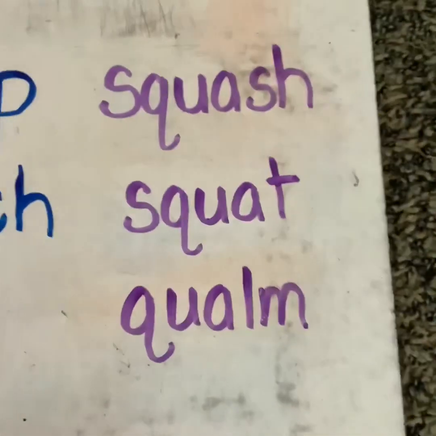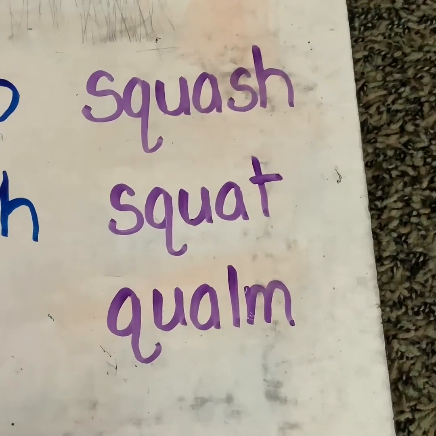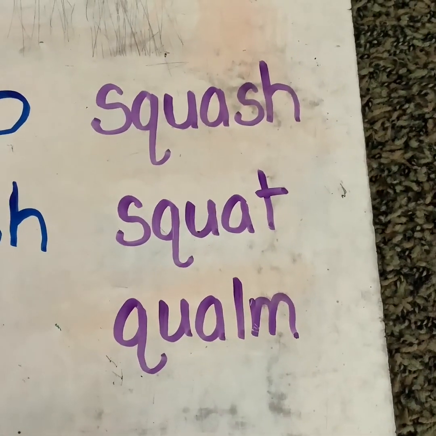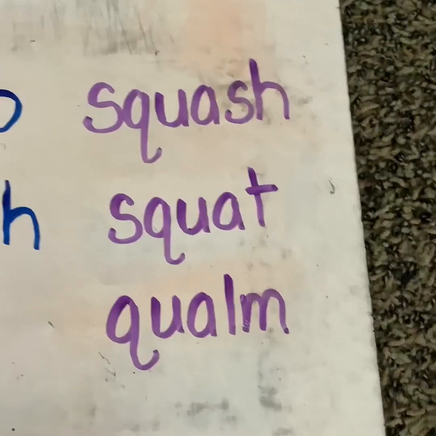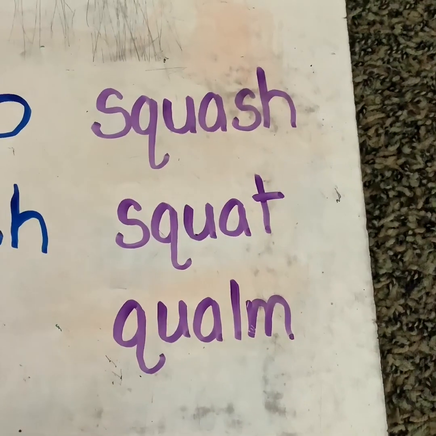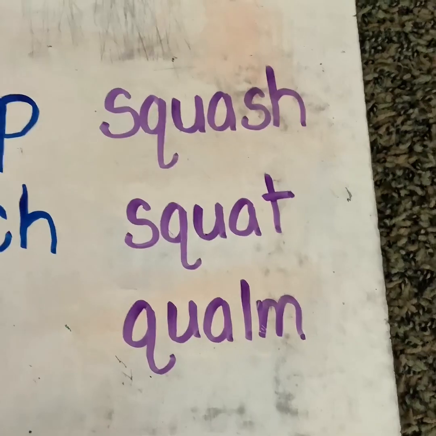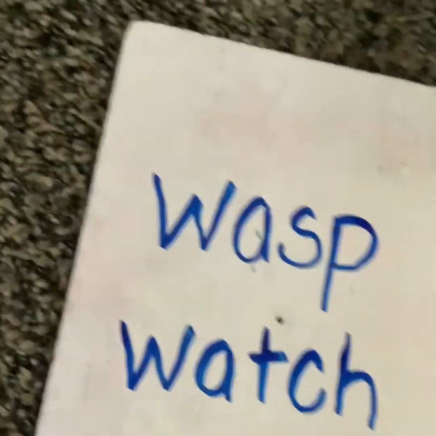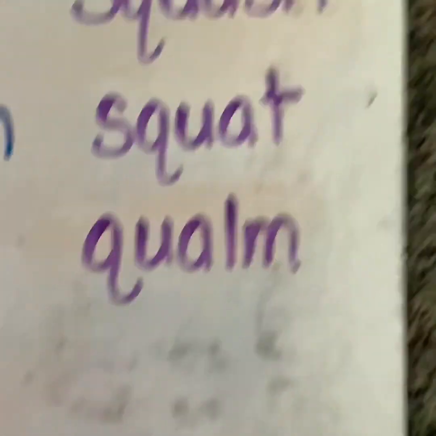Okay, what about these over here? What do they all have in common? That's right, they all have a Q. So after a Q, when you hear the ah sound, it's a U and an A. U and A. Is this crazy? If I look at the front of the lesson, it says A after W or QU. Okay, that is a new concept. A after W or QU.